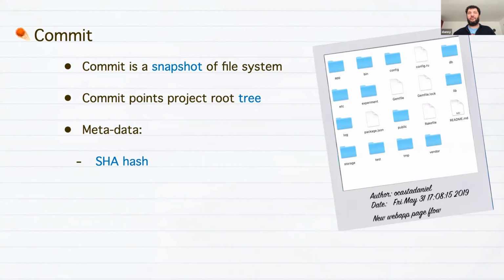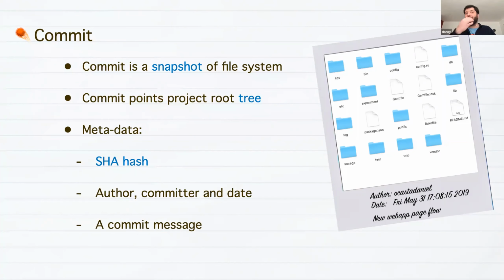This is called the commit hash, so you may hear about that sometimes. It also has an author, a committer, and a date, so metadata for who made the commit and when. It has a commit message, which allows you to add some context to why the snapshot was taken. And it also has a reference to the parent commit, so the previous state of the system before you made this snapshot.